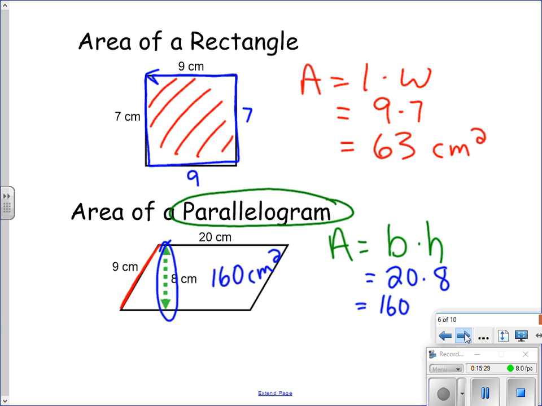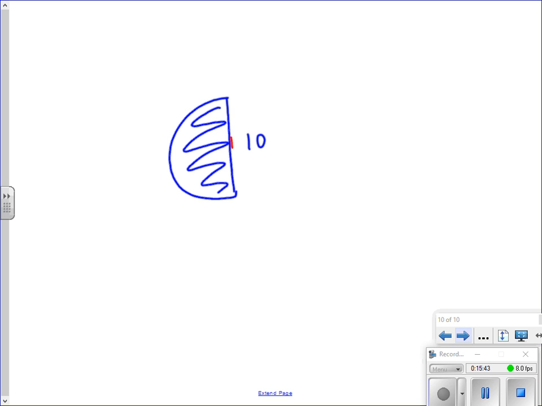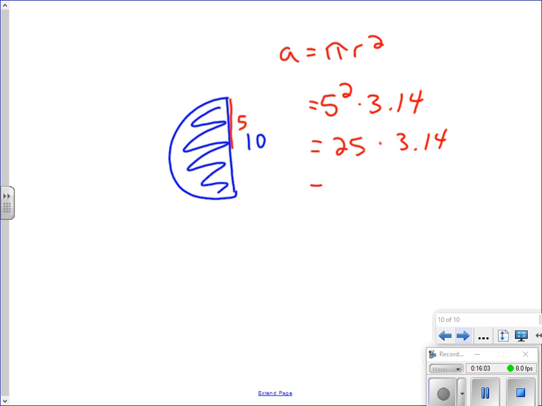One other thing that we haven't spent a lot of time on, but if you ever see a circle and it's only a half circle and you're given the distance, you can easily find the area of this circle by taking the radius, which would in this case be 5, squaring it, pi r squared, and getting 25 times 3.14, which is 78.5, and then just divide it in half in the end, because you've only got half a circle.